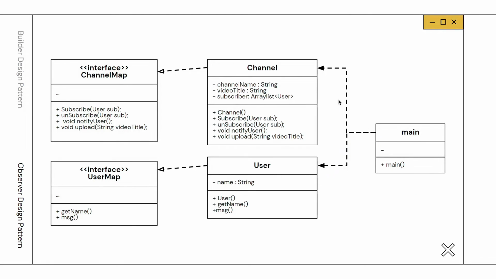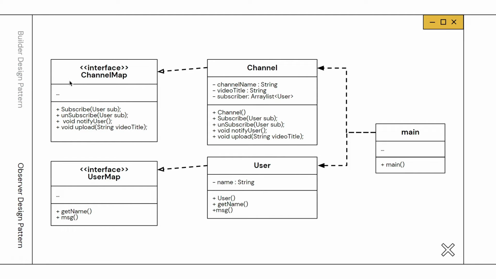Here is the class diagram for the observer design pattern for the following example. We can see there is an interface named ChannelMap which has some functionalities of a channel. That means a user can subscribe to a channel, unsubscribe from a channel, get notified and upload. And we can see another interface named UserMap which has the following methods named getName and messages.